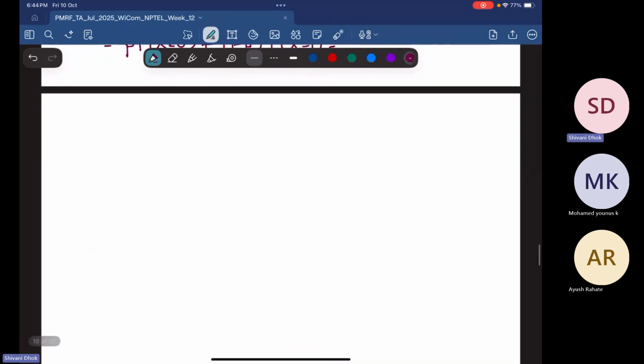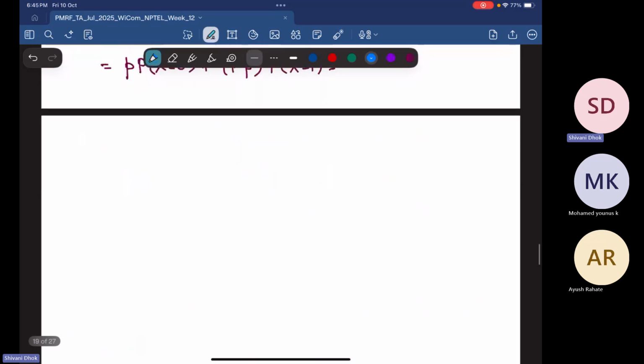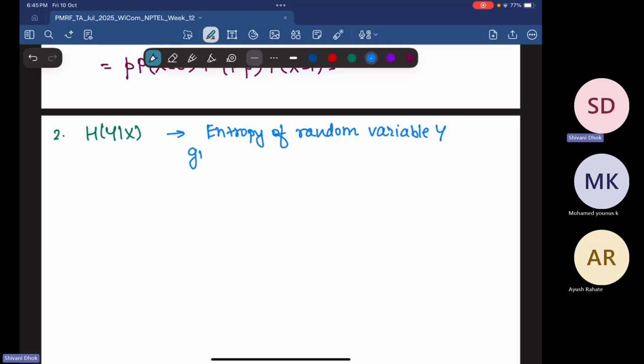The next thing that we need to find out is, okay, we found H of Y, this is done. The second thing that we need to find out is H of Y given X. So now we'll find out H of Y given X. What do you mean by H of Y given X? This is a conditional entropy, or the entropy of random variable Y given a random variable X.